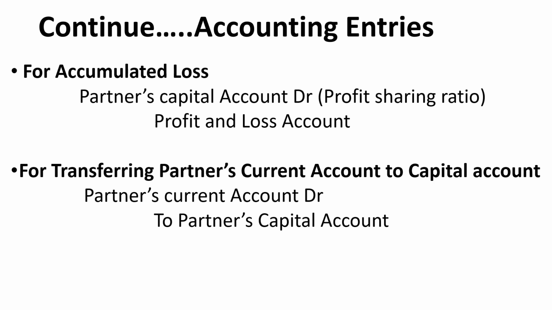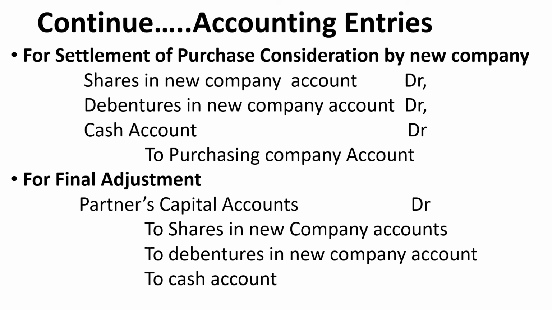For transferring partners' current accounts to capital accounts, partners' current account debit to partners' capital account. For settlement of purchase consideration by the new company, the entries will be shares in new company account debit, debentures in new company account debit, cash account debit to purchasing company's account. The last entry is partners' capital account debit to shares in new company account, debentures in new company account, and cash account.